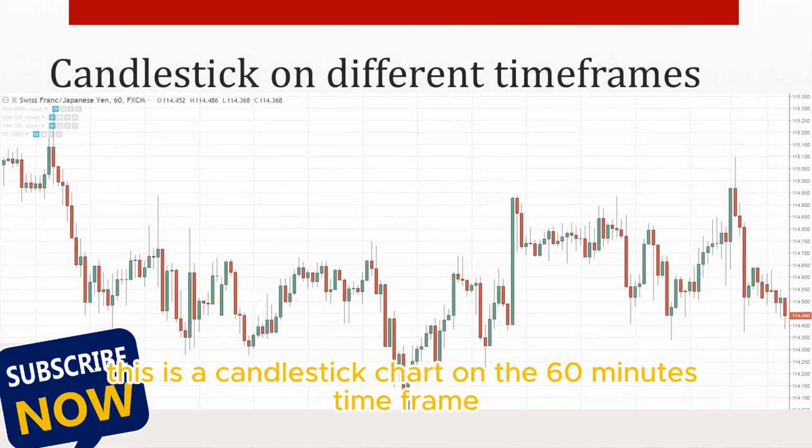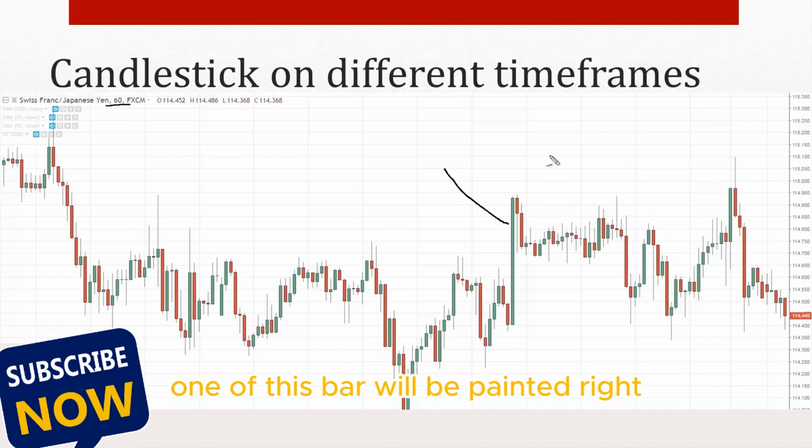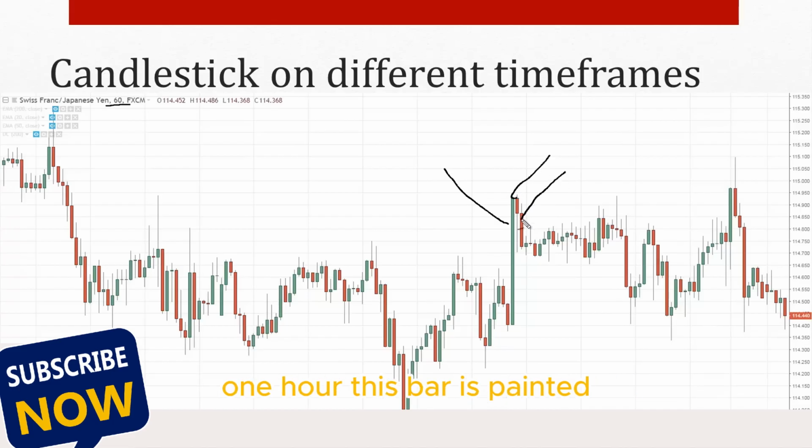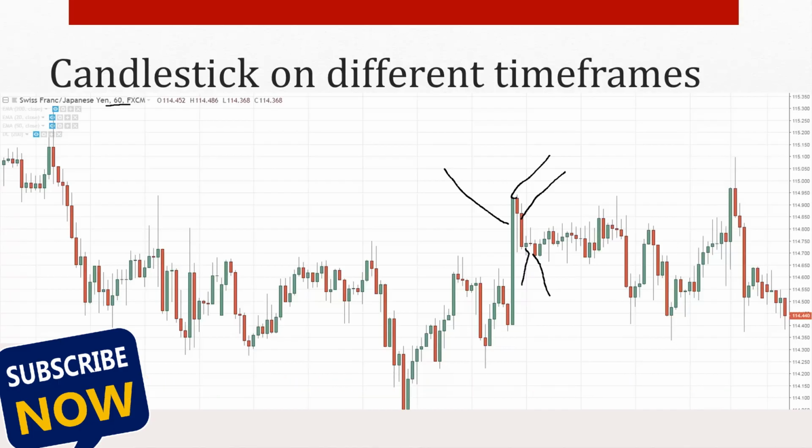Okay? So moving on, candlesticks on different time frames. Earlier, if you recall, I said that a candlestick chart can appear on different time frames, daily, 1 hour, whatsoever. And if you look at this, this is a candlestick chart on the 60 minutes time frame, which is the 1 hour. So this means that every hour, one of these bars will be painted. Every hour, this bar is painted. 1 hour later, this bar is painted. So a bar is printed on the screen every 1 hour.